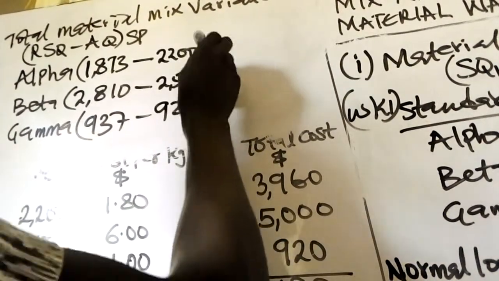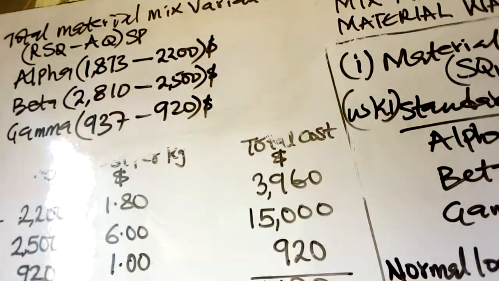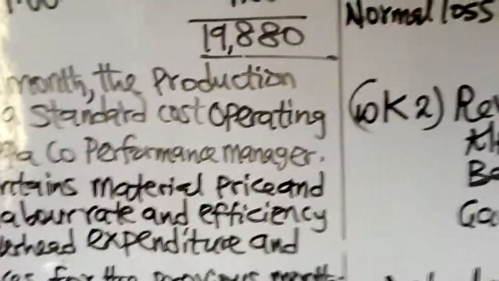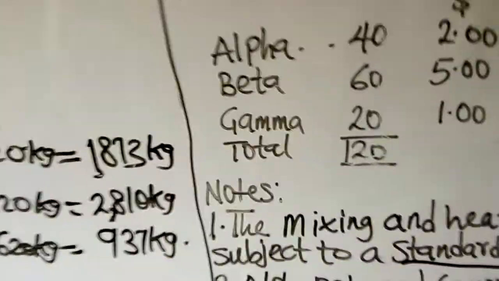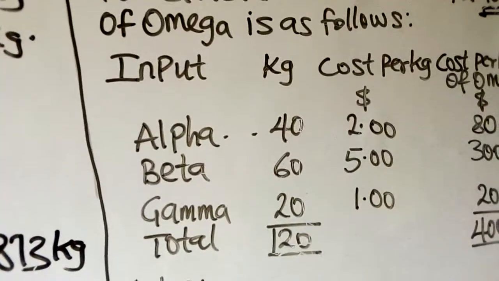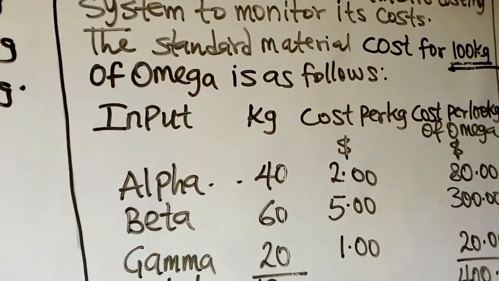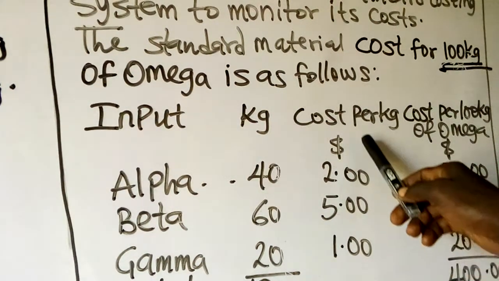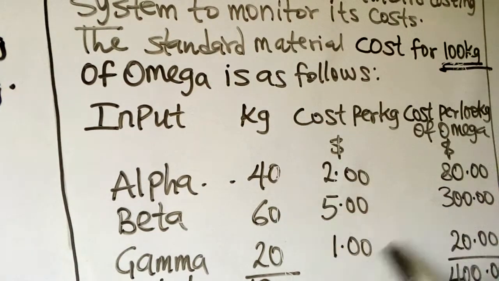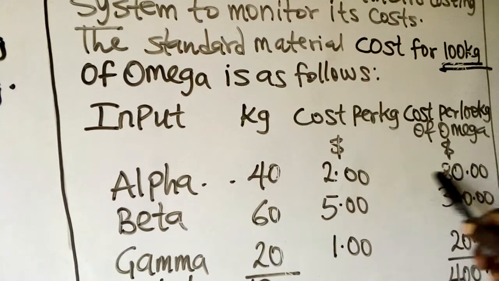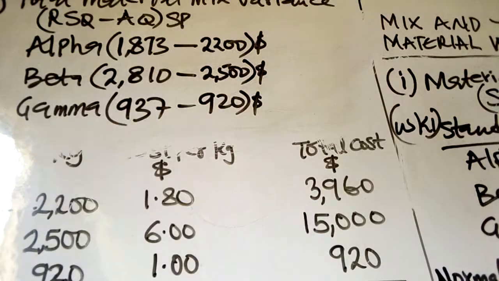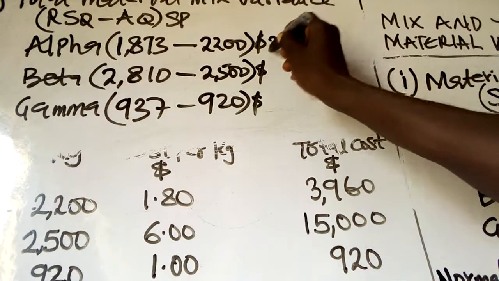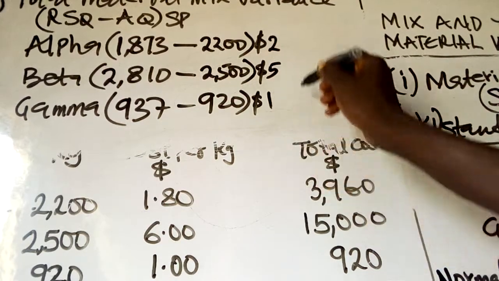Multiplied by the standard price. The standard price is equally given in the question, where you have information about the standard material cost for 100 kg of omega is as follows. So we have for alpha, these are the cost per kg. This is the standard price per kg, and this is the standard cost per unit. So we have 2, 5, and 1. That is our standard price. 2, 5, and 1.